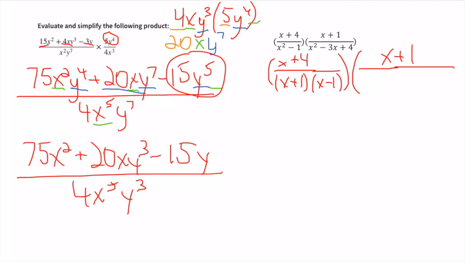Okay, and if I want to factor the bottom here, is there anything I can do to that one? Okay, there's nothing I can do to that one either. So I just have x squared minus 3x plus 4. I'll just rewrite it.